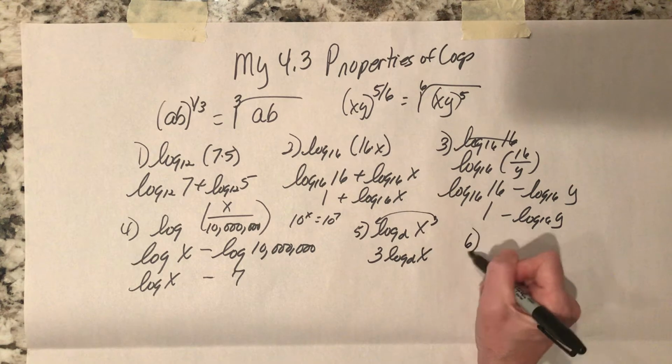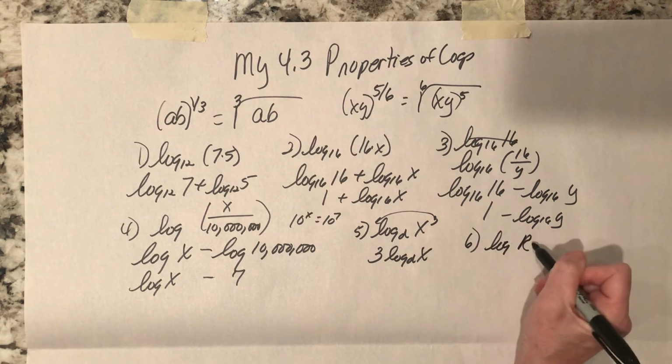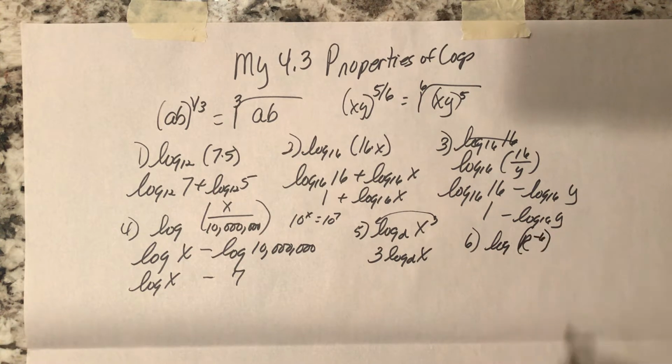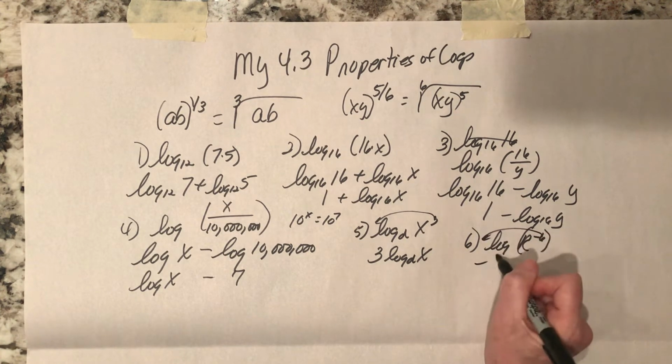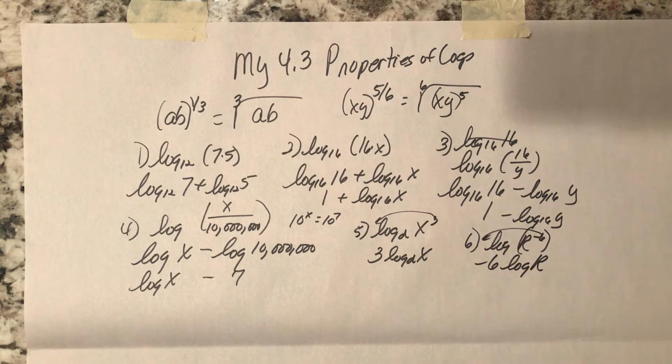Let's look at number 6. We've got the common log of r to the negative 6. And again, what we've got going on there is that we've got a power. Sling him in front. So negative 6 times the common log of r. We're good there. Let's move us down.